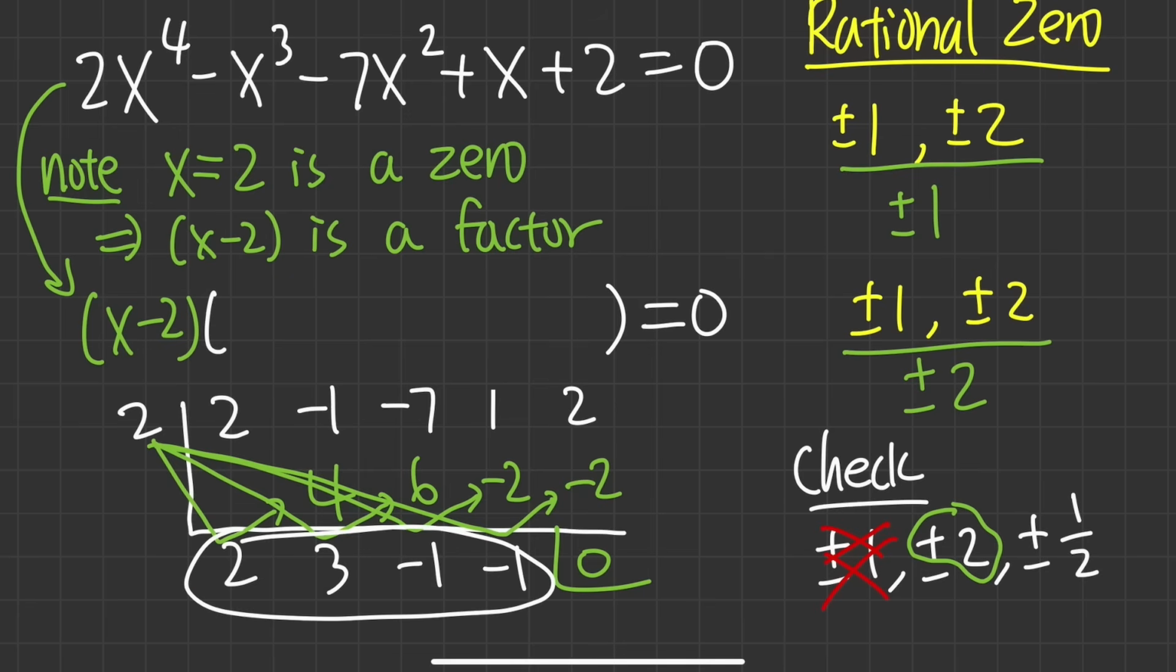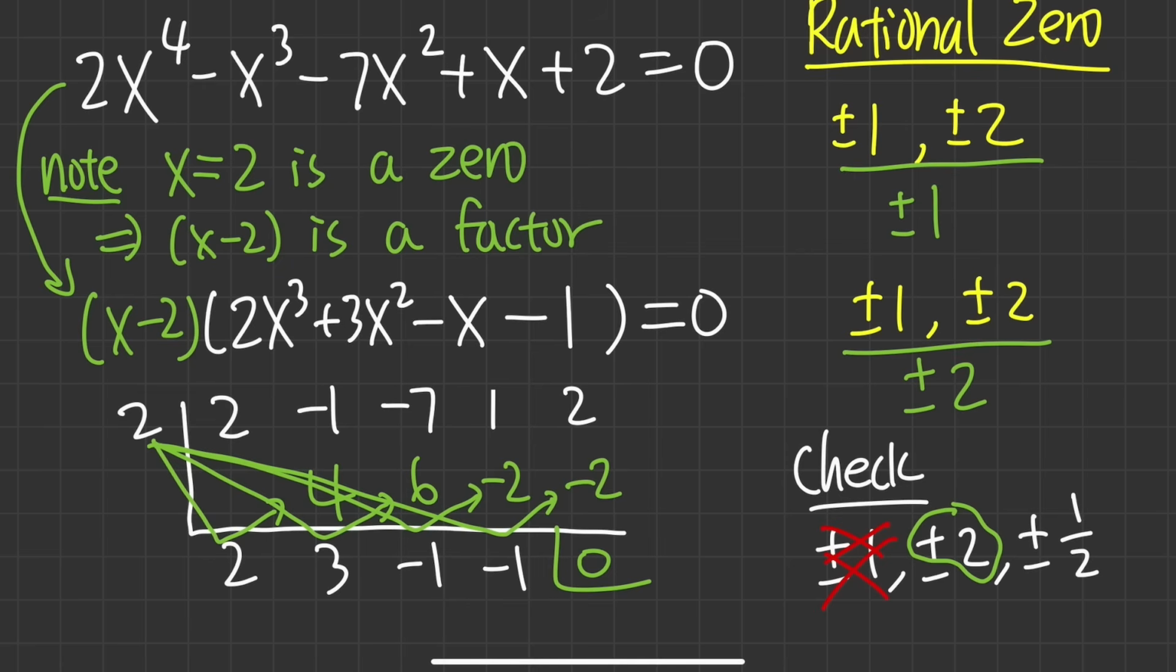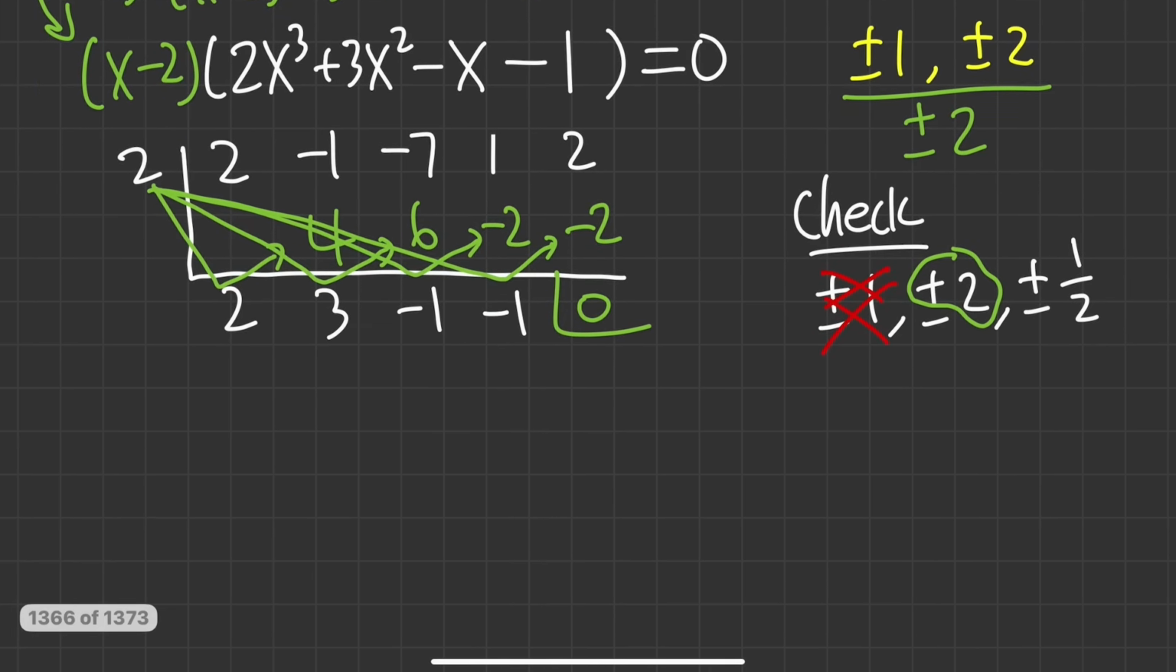Here will be the coefficients for this factor here. And remember, the power will go down by 1. So we started at x to the 4th power. Here we will have x to the 3rd power. The leading coefficient is 2 inside though. So 2x to the 3rd power plus 3x squared minus x and then minus 1. So just like that. Okay. But the thing is, if you look at the second factor, this is still a cubic. So to solve that, most likely we will have to use the rational zero again, right?